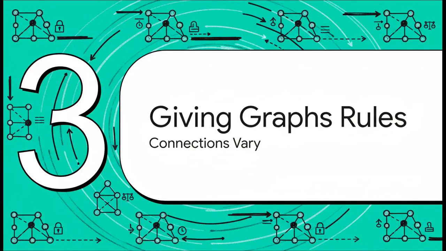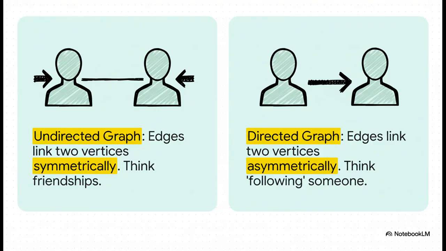Okay, but let's be real. The world is messy, right? It's way more complex than just, yep, they're connected, or nope, they're not. So to make these graph models even more powerful, to make them truly reflect reality, we've got to add a few more rules to the game. So for example, think about Facebook. If you're friends with someone, they're friends with you. It's a two-way street, right?